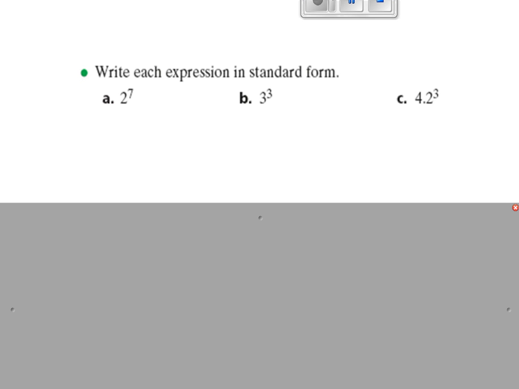Okay, in standard form, the 2 to the 7th is 128. The 3 to the 3rd is 27. And the 4.2 cubed is 74.088. But if you said 74.1, yes, you're a winner today. Good job.